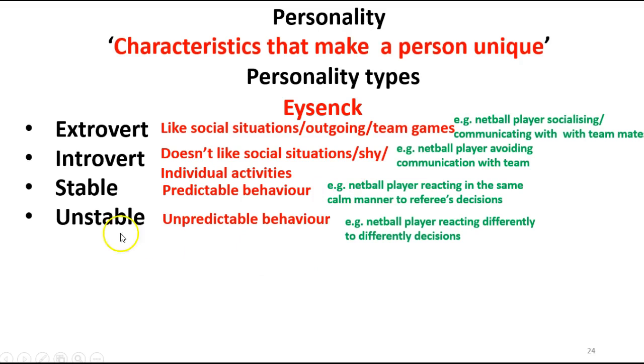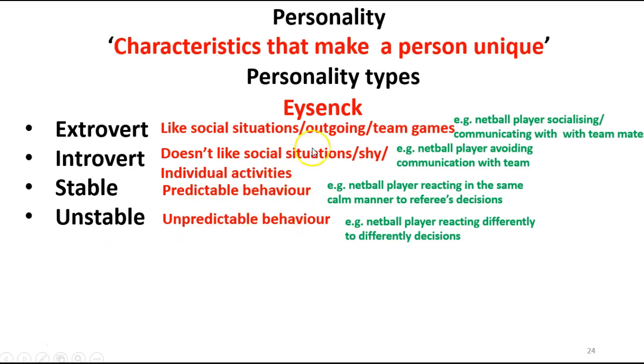Now, that's one theorist, that's their approach. In the exam, you could be asked to combine these. So you could be asked to give a stable extrovert, or an unstable introvert. So you've got to combine your descriptors and link a team activity to those to make that nice and simple.